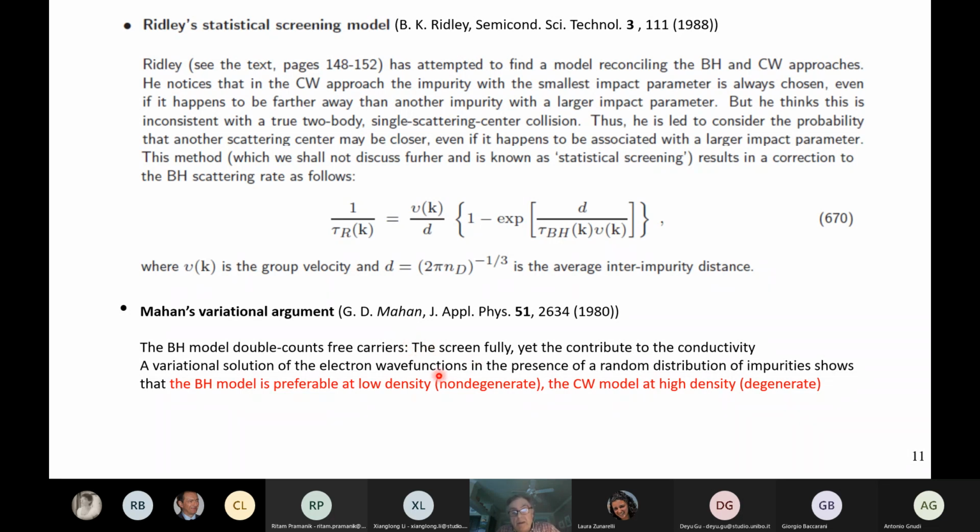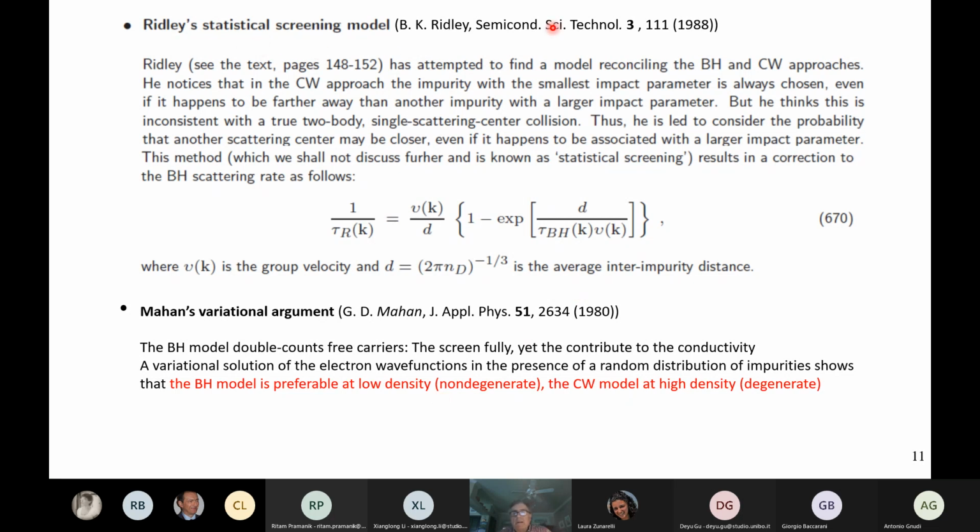And he found out that at low density, that's okay. If you don't have that many electrons, the Brooks-Herring model is not too bad, or more than the Brooks-Herring model per se, the approximations or the assumptions made to screen the impurity potential are okay. But if you go to high densities, then the double counting issue becomes really serious, and it leads to errors. And actually, the Coleman-Weisskopf model should, in principle, give a better description of the physics. How do you merge the two?